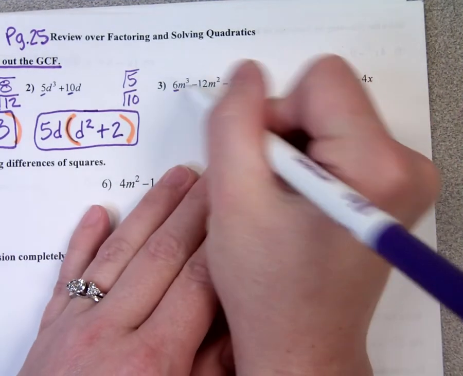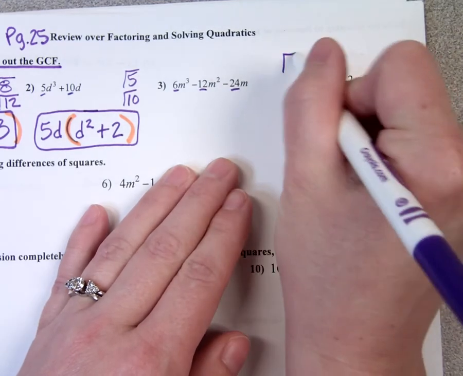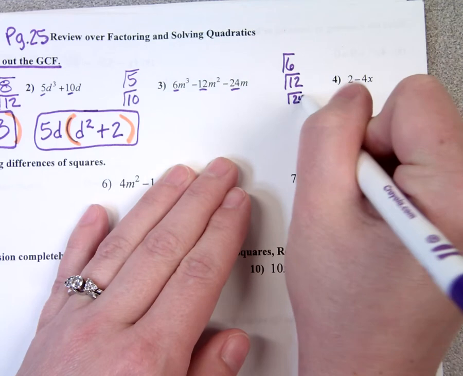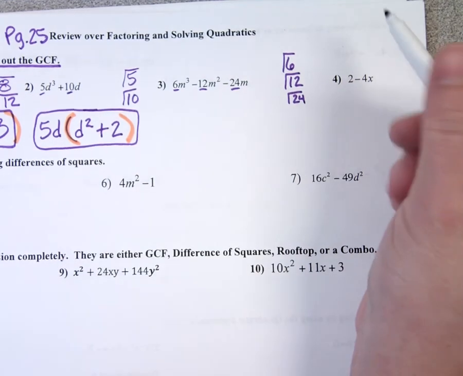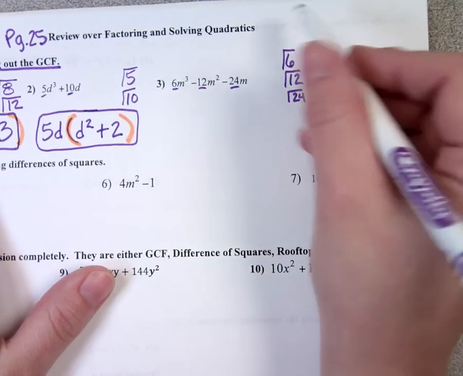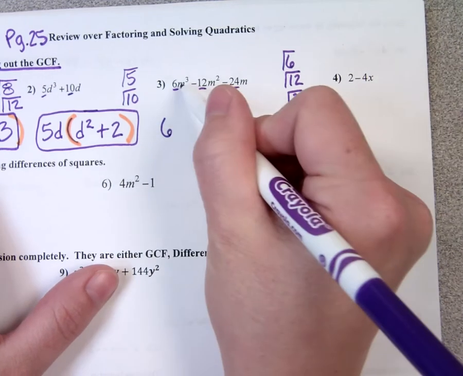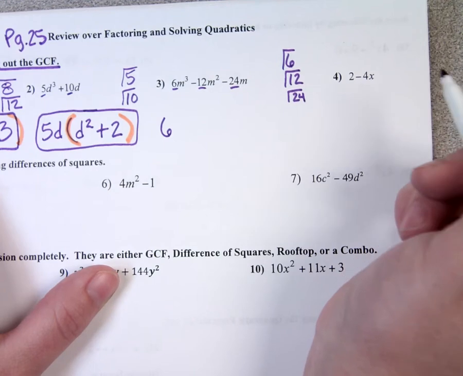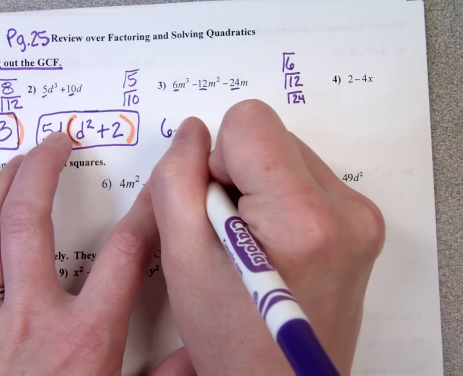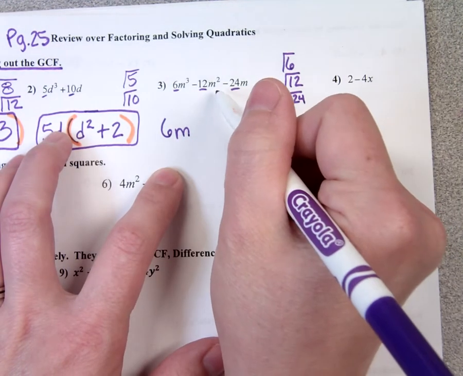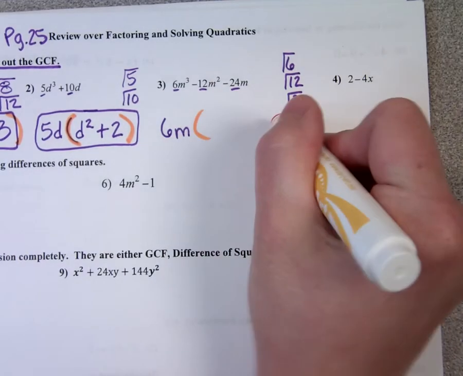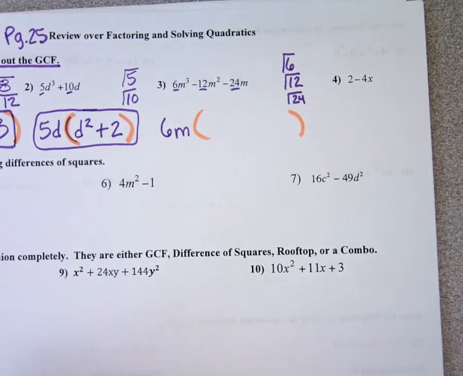This one, I look at the 6, the 12, and the 24, and I ask myself, what's the greatest thing that can divide into 6, divide into 12, and divide into 24 evenly? And the greatest number that can go into all three of those is 6. Now, do they all have m's? Yep. What's the greatest number of m's they all have? They all have 1. They don't all have 2, and they don't all have 3, but they all have 1. So that's our GCF. Then we build our one set of parentheses back behind it.